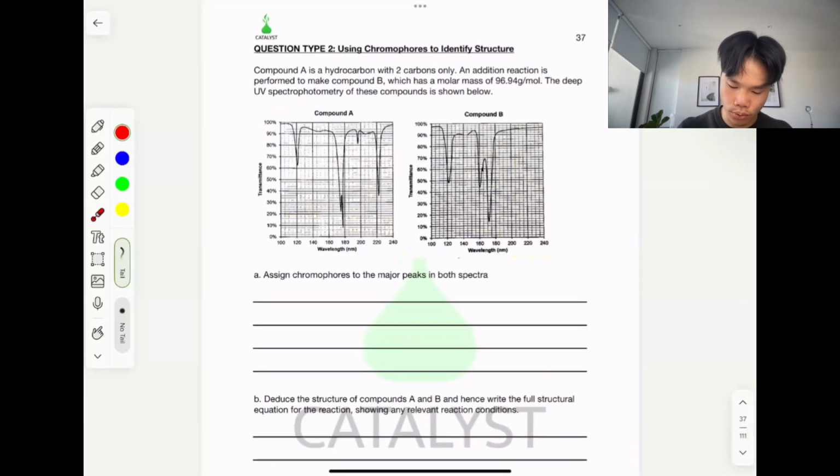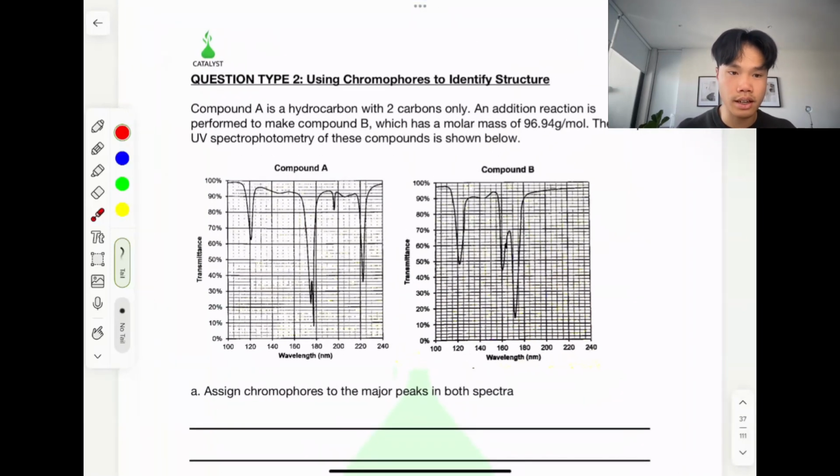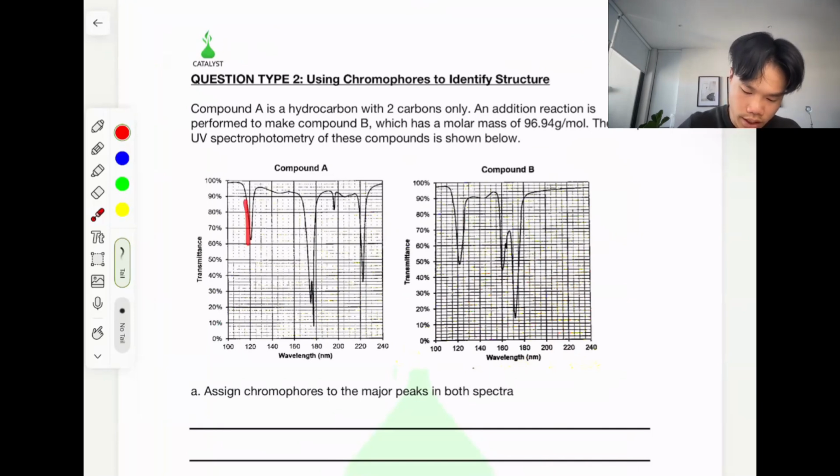And these are your chromophore graphs where you do see that on the y-axis it's transmittance and on the x-axis is wavelength, and you'll be able to correlate each of these troughs with a specific chromophore, or several troughs with a specific chromophore.